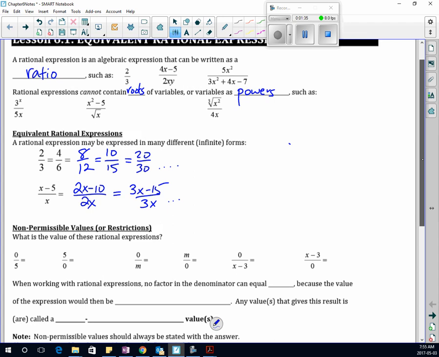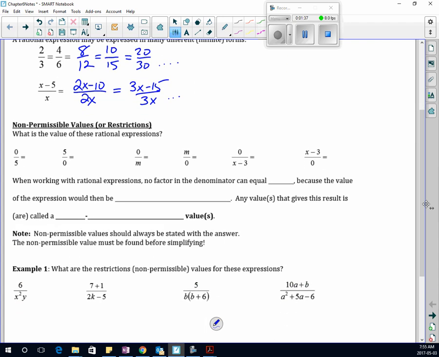Now, non-permissibles. Which of the following are non-permissible? Well, can you divide 0 divided by 5? Yes, you get 0. Can you divide 5 divided by 0? No, this is a big no-no. This is undefined. Can you do 0 divided by m? Yes, 0. What about m divided by 0? Undefined. Going back to 0 divided by m, that's 0 as long as m is not 0, of course.